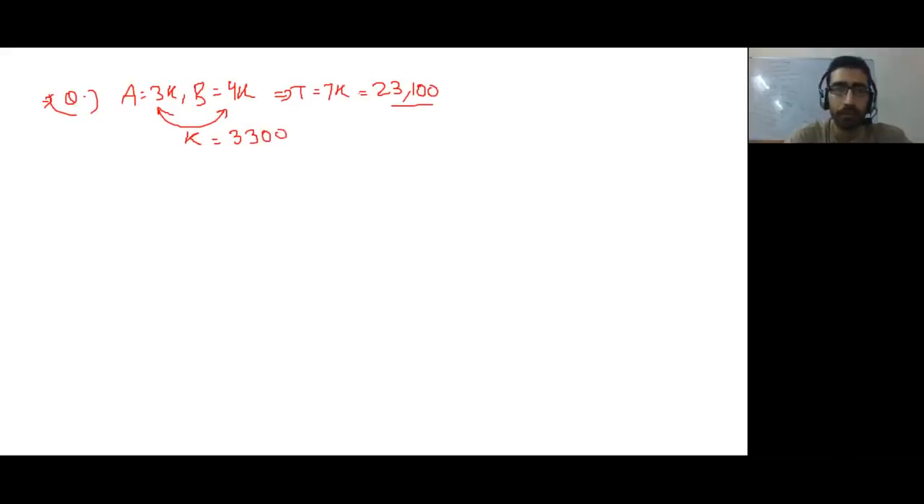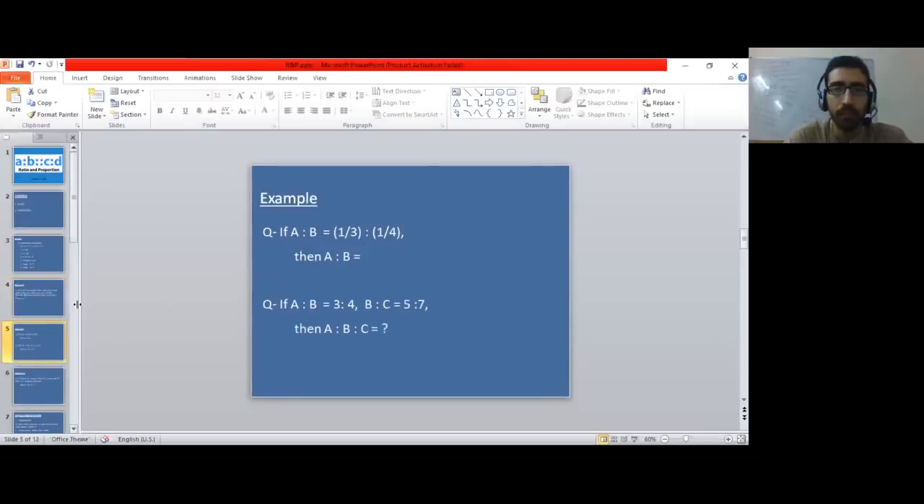Is this clear? So, very simple question. What about these two? What about the first one in the slide? If A is to B is 1 by 3 is to 1 by 4, what is the ratio of A is to B in proper whole numbers? 4 is to 3 indeed.